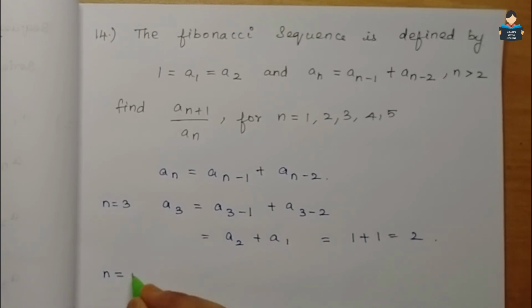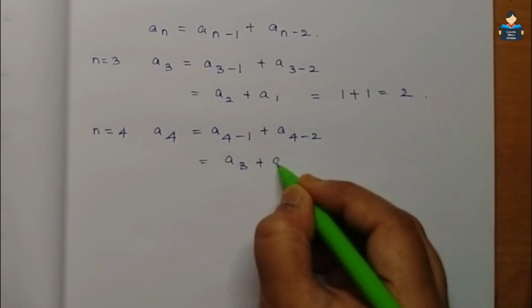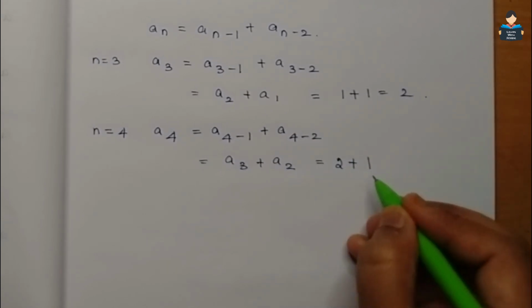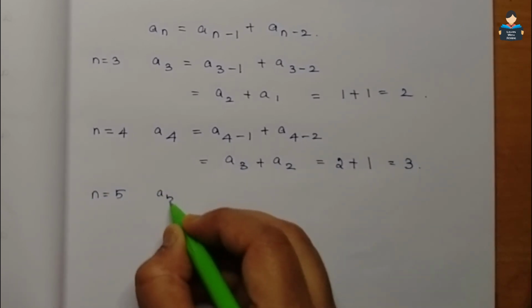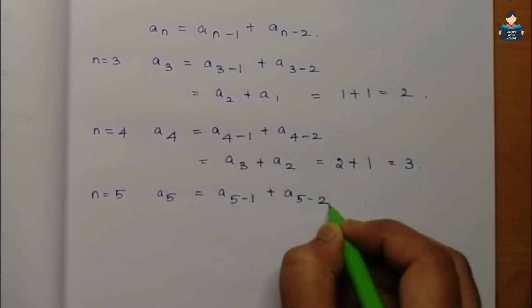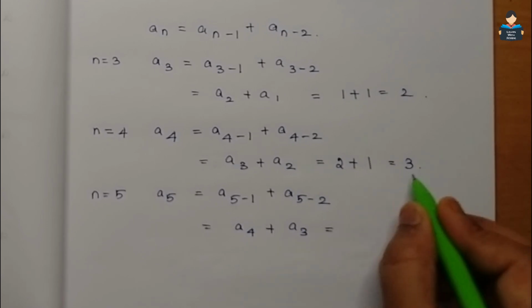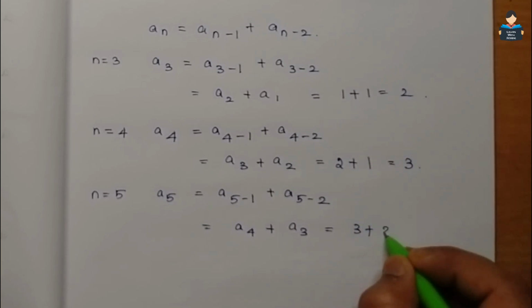Now we put n equal to 4. So a4 equal to a4-1 plus a4-2, that is a3 plus a2. a3 is 2 plus a2 is 1, which is 3. And n equal to 5: a5 is equal to a5-1 plus a5-2, that is a4 plus a3. So a4 is 3 plus a3 is 2, which is 5.